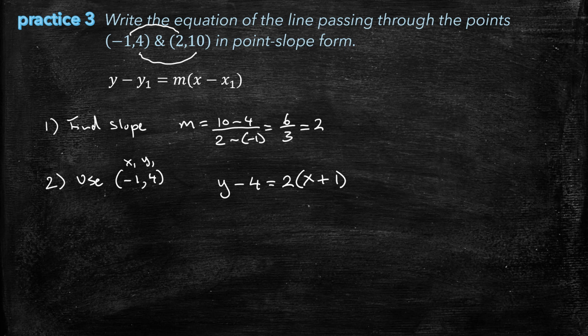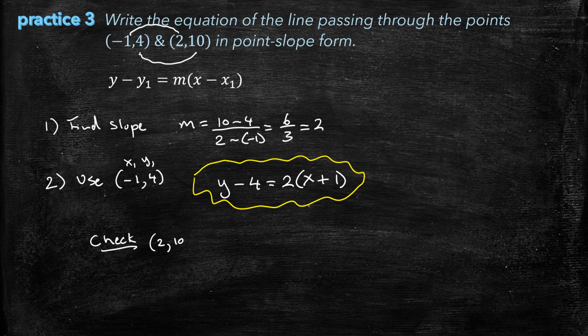And that's it. Gosh, you don't have to do any more. You have the equation in point-slope form. You are done. If you graph that on Desmos, it would go through those 2 points exactly. But maybe you want to just be sure. So when you're doing a problem like this, you can always check that the line actually goes through the other point. So we never used 2, 10 in the equation. So let's plug that in and see if it works.